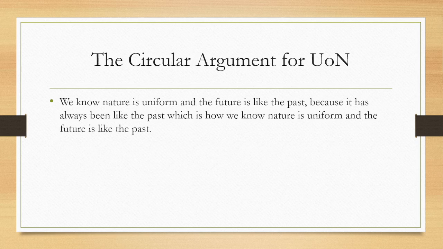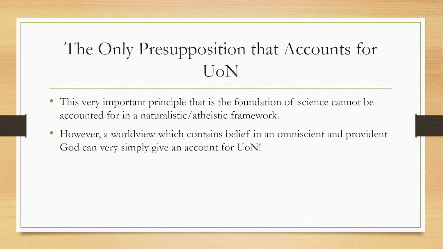So how is this argument circular? We know nature is uniform and the future is like the past because it has always been like the past, which is how we know nature is uniform and the future is like the past. You can see it's self-referential; it's a circular argument. So it's not a valid form of argument, it's viciously circular. So how can we justify uniformity of nature? This is where we get to the main argument.